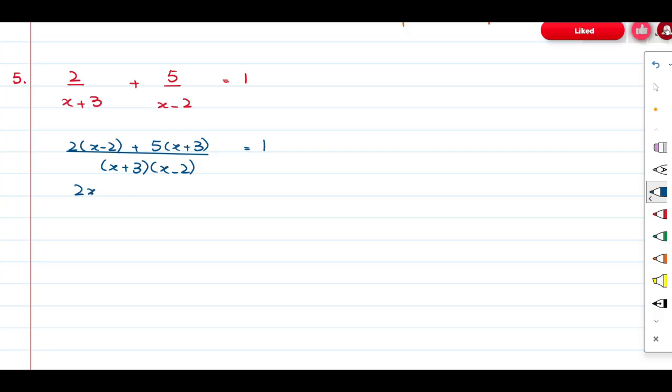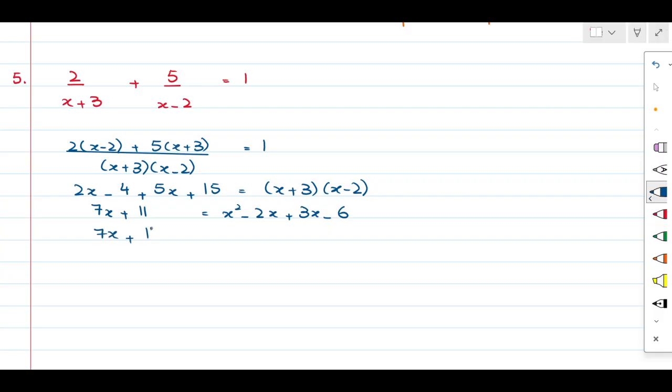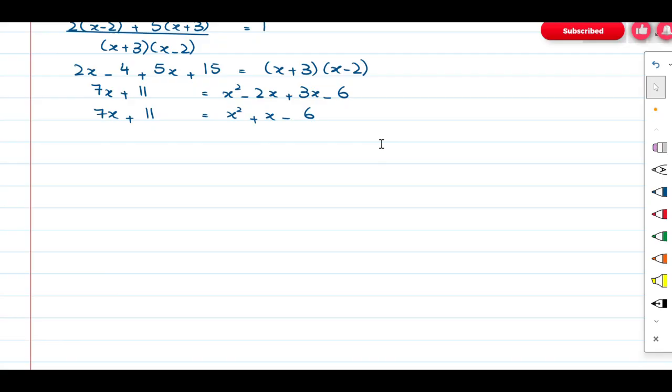Okay, 2 times x is 2x, 2 times 2 is 4 with a minus, plus 5 times x, 5 times 3 is 15, and here we have x plus 3 and x minus 2. 2x plus 5x becomes 7x. 15 take away 4 is just 11, and here you have x times x is x squared, x times 2 is 2x, 3 times x is 3x, and 3 times minus 2 is minus 6, right? 7x plus 11, and here you have x squared plus x minus 6, because 3 minus 2 is just 1, right? 3x minus 2x is just x.